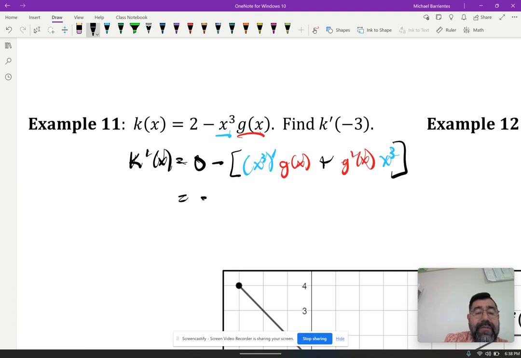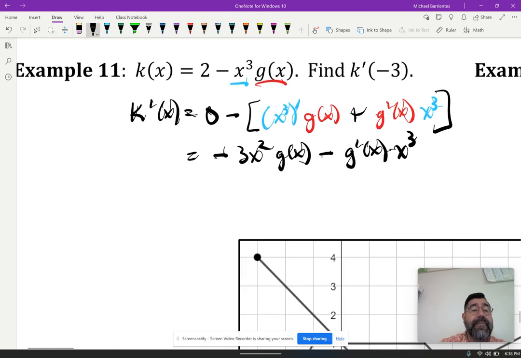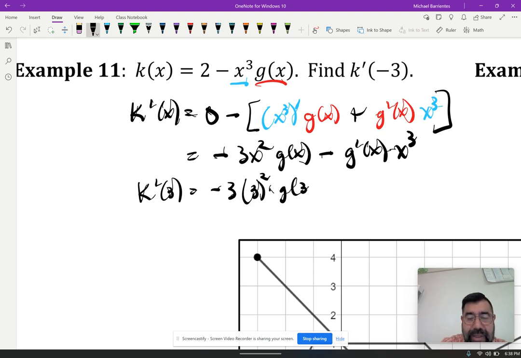The derivative of this is 3x squared times g of x minus g prime of x times x to the third. And now all we have to do is substitute our x value, and we will be home. Yay! Let's see. K prime of 3. That's negative 3 times 3 squared times g of 3, whatever that is. We're going to have to look at the graph. Minus g prime of 3. Again, we're going to have to look at the graph, times 3 to the third.